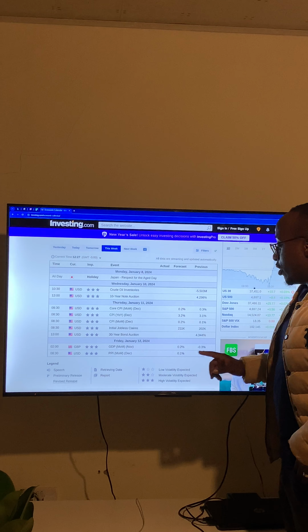Bear with me, okay? So tomorrow on Monday in Japan, we have Respect for the Aged Day. So there is no major economic news on Monday or on Tuesday. But in Japan, it's Respect for the Aged Day.